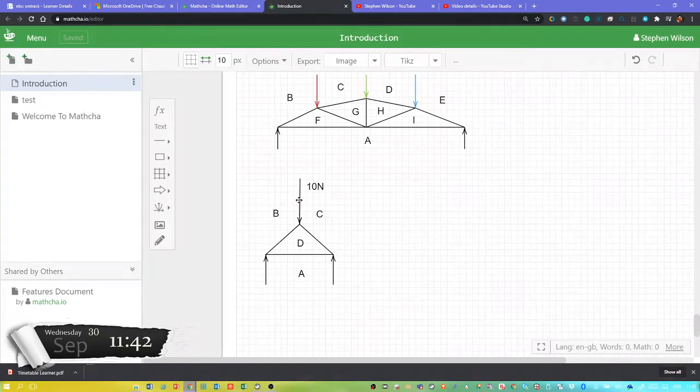Well, the first thing we do, as we do with all vector diagrams, is we draw what we know to scale. So the only force that we know from this problem is that 10 newtons. So let's just snap to grid there. So let's just count 10 down. 1, 2, 3, 4, 5, 6, 7, 8, 9, 10. There we are. So we've drawn that to scale, 10 newtons.